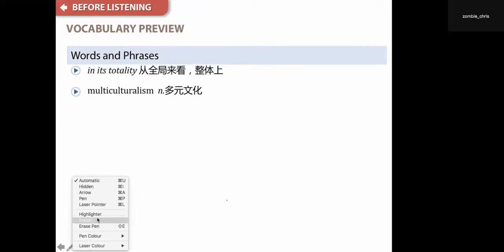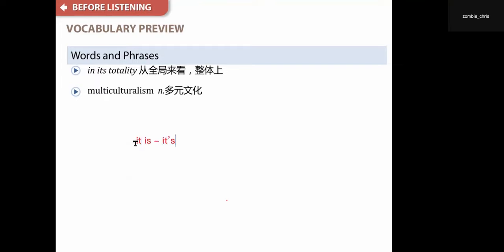Just a couple of points here with vocabulary. In its totality, just be aware that we have two different its in English. Some of the contractions, so we have it is, which is it's. So whenever we have this apostrophe here, this often means that there's a word that's been missing and two words have been put together. We see this pretty commonly. Should not, shouldn't. We will use the apostrophe to actually show that there are some missing words.